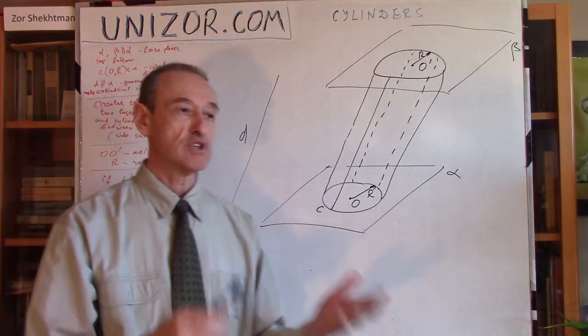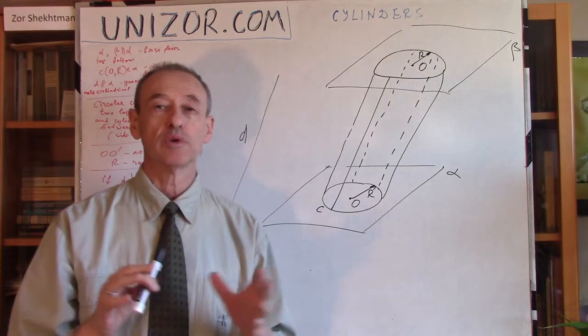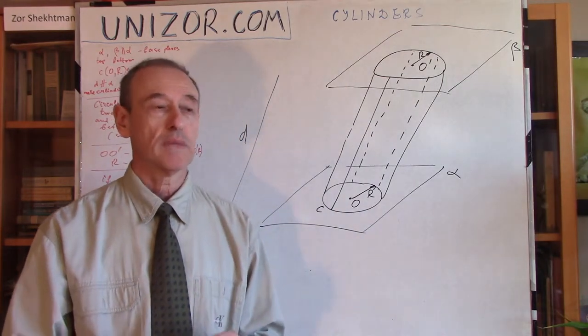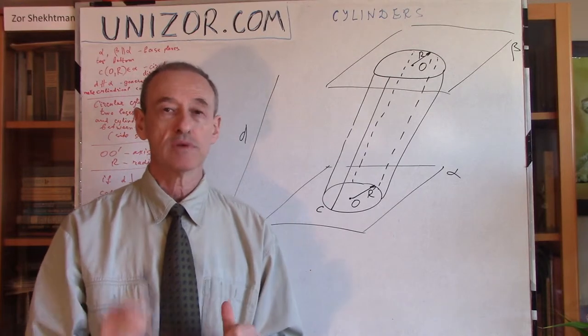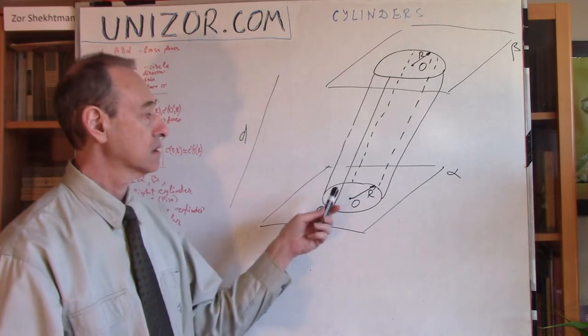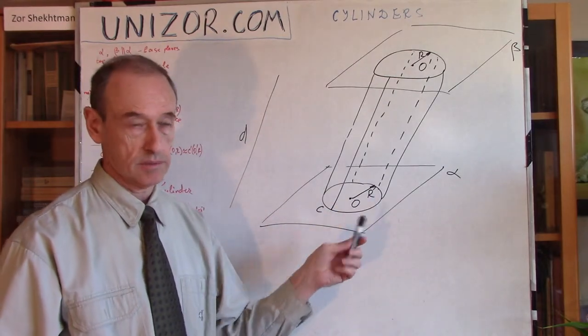So I will just abbreviate and use the word cylinder in most cases. Unless it's specifically described otherwise, when I'm saying cylinder, I will mean a right circular cylinder.